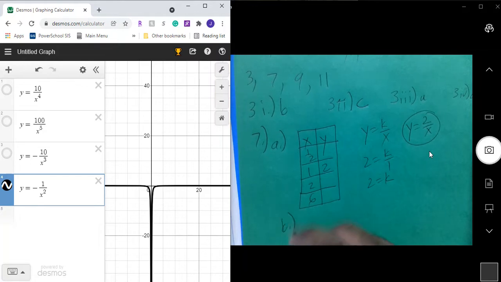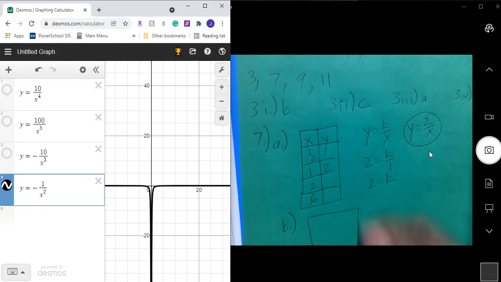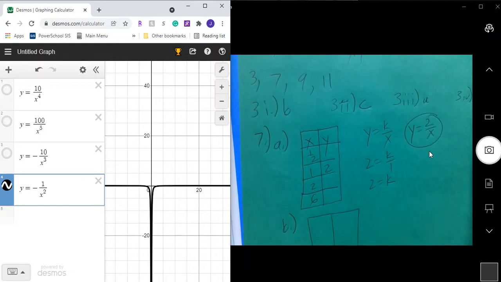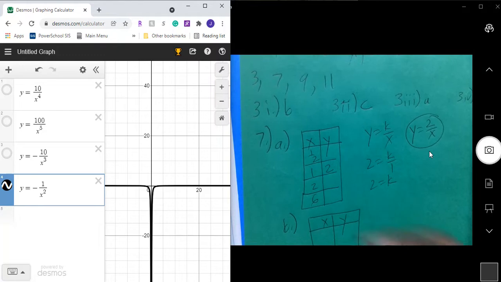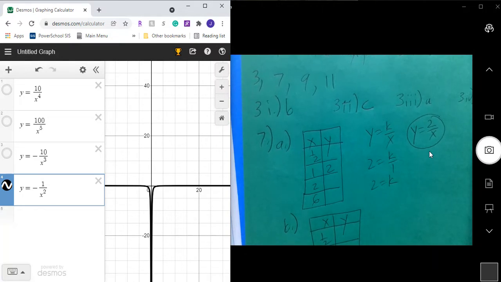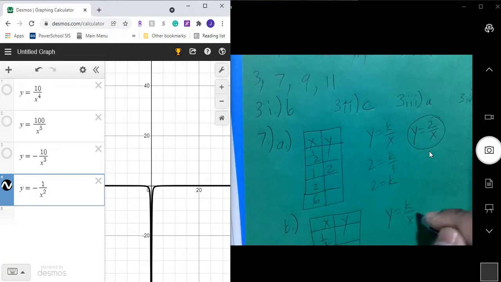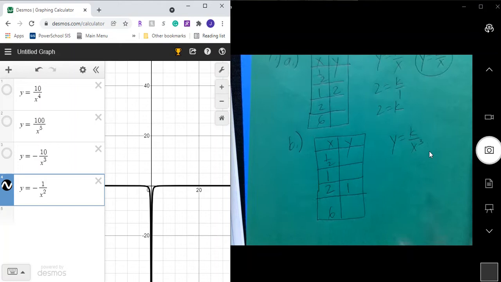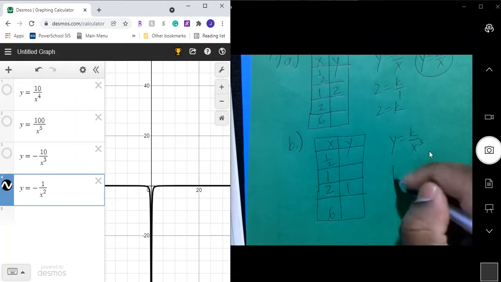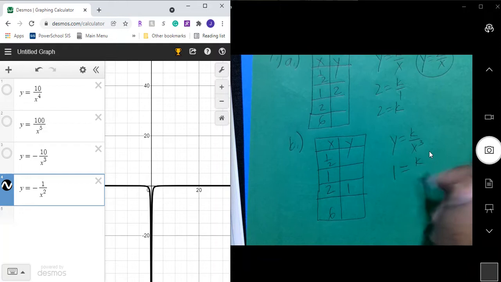Now we go here to B. Have another table. So we have x and y. So we have 1/2. We have 1. We have 2. And we have 6. And this 2 has 1 with it. So let's say y varies inversely as x cubed. So the inverse formula here would be y is equal to k over x cubed. Now the only values that we have both of them for is the 2 and the 1. So we'll substitute in 1 for y, and we'll substitute in 2 for x.